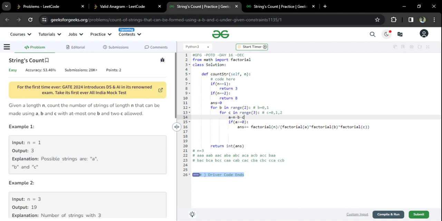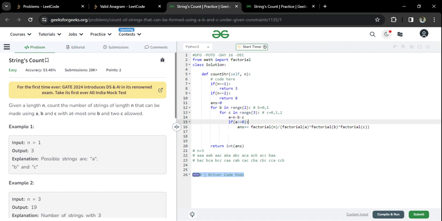But remember, we are doing this irrespective of n. n may be like 1. If n is 1, obviously you can't have c equal to 2, right? So what we are doing is, a can be the remaining letters, so we subtract b and c from n: n minus b minus c equals a. As I told you, if n is 1, then it doesn't make any sense for c to be 2. That's why we are saying only if a is greater than or equal to 0.